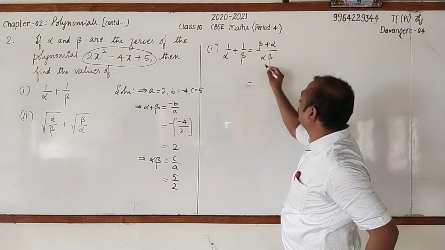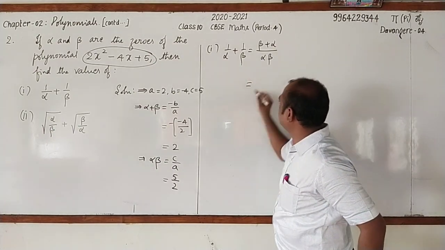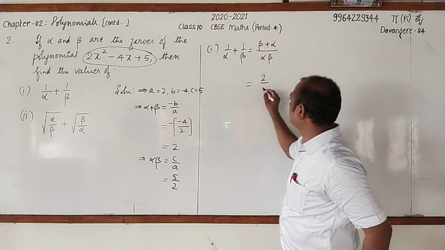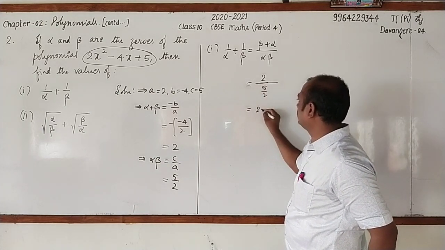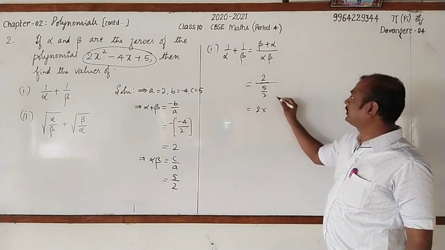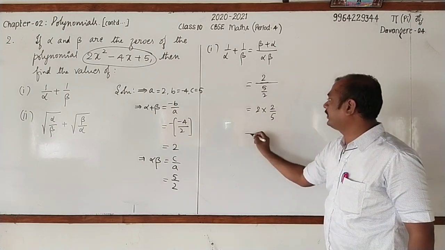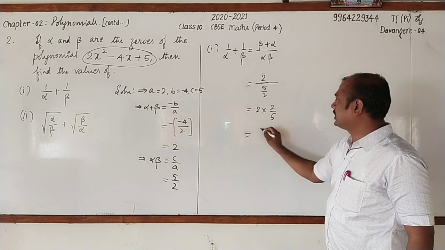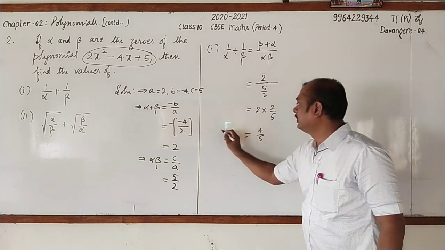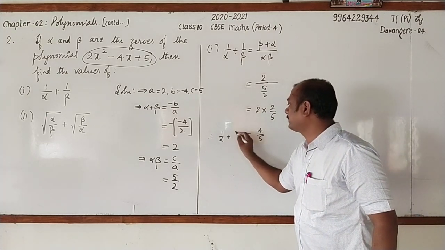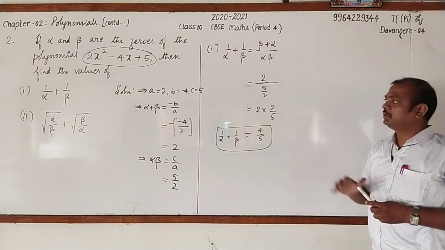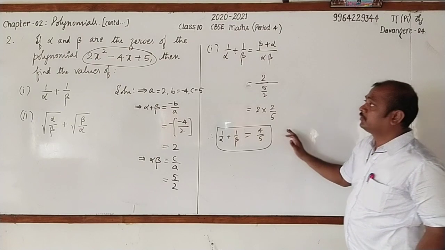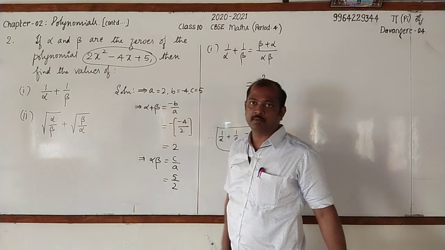Here I will write this. It is equal to, where alpha plus beta is 2 and alpha into beta is 5 by 2. It is equal to 2 into, take the reciprocal of the denominator, 2 by 5. So then 2 2s are 4, 4 by 5. Therefore, 1 by alpha plus 1 by beta is equal to 4 by 5. This is the method of finding the value of 1 by alpha plus 1 by beta.